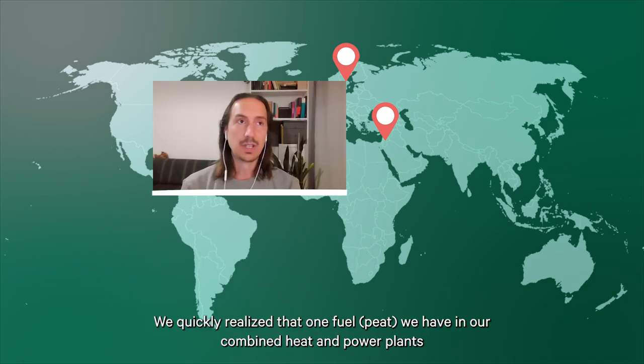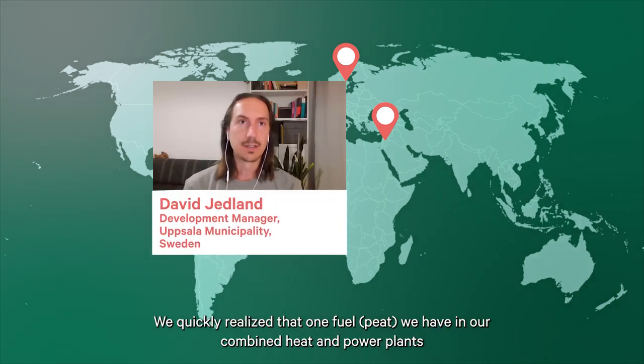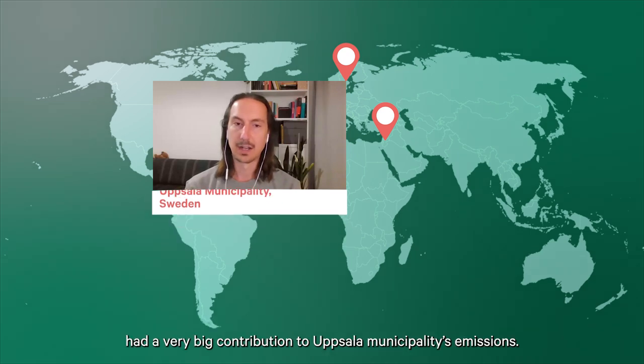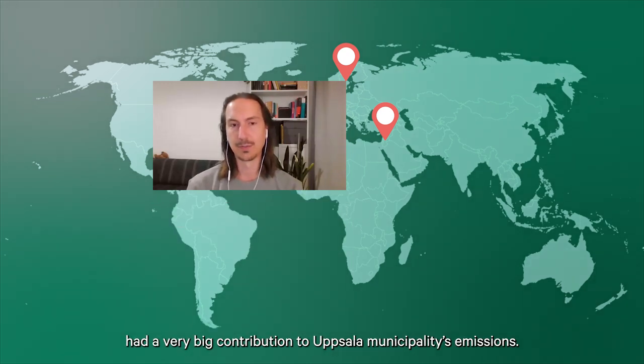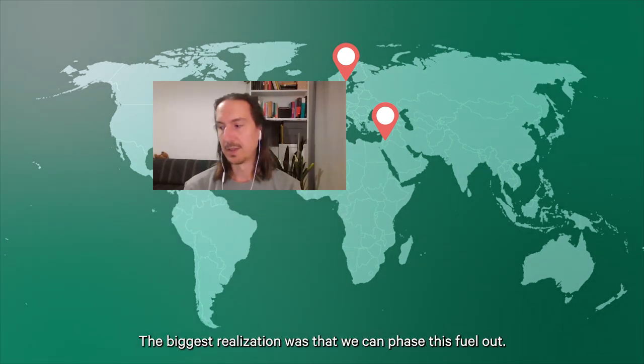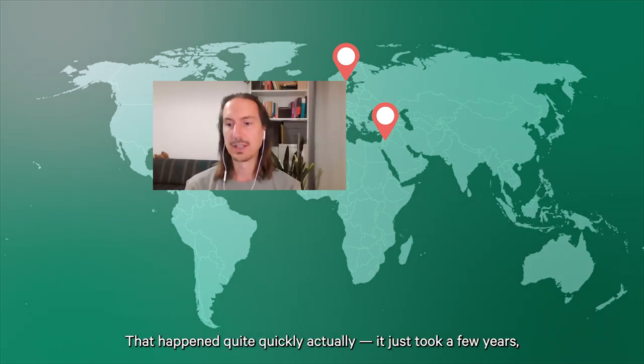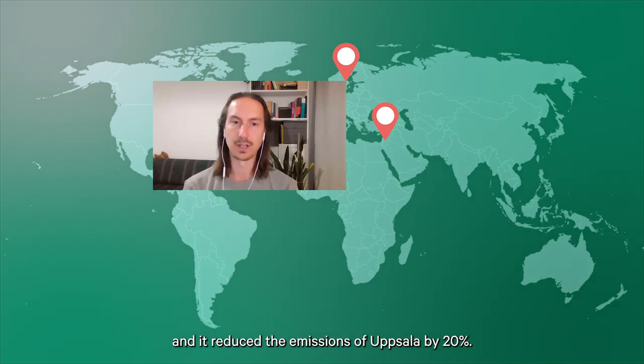policymakers. We quickly realized that one fuel we had in our combined heat and power plant had a very big contribution to Uppsala's municipality's emissions. So I think the biggest realization was, okay, we can phase this fuel out. So I think that happened quite quickly, actually. It just took a few years, and it reduced the emissions of Uppsala by 20%.